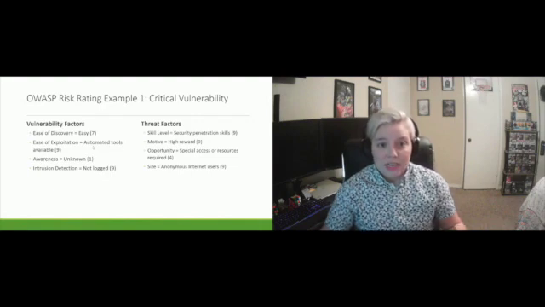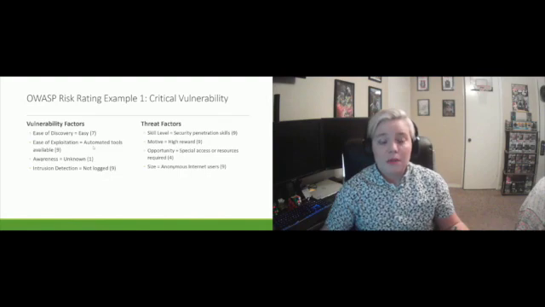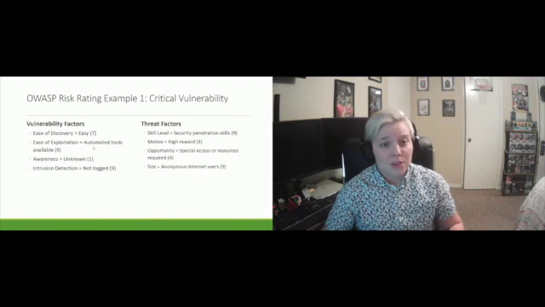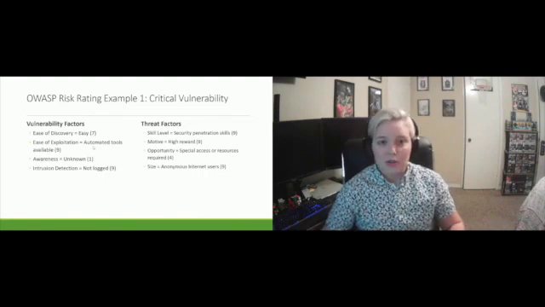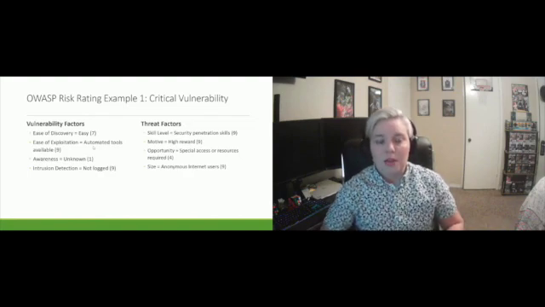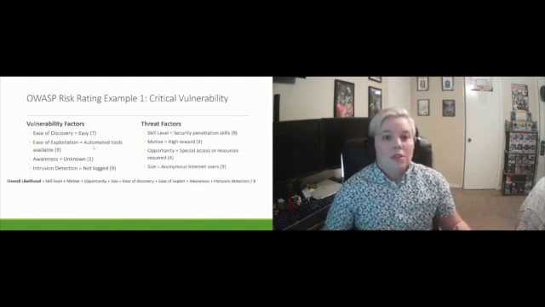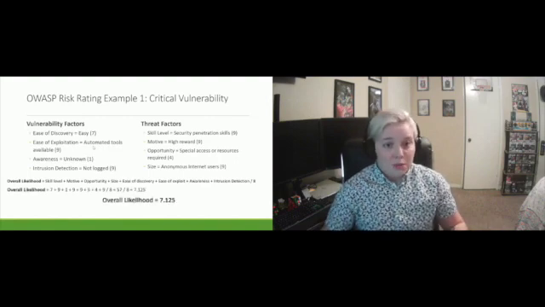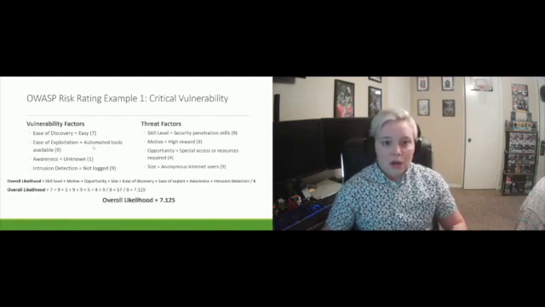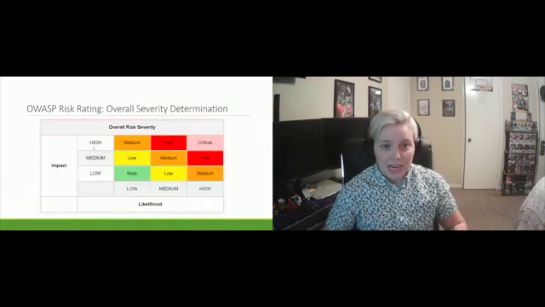For our threat factors, again, we've got a super high skill set for this group. They're very highly motivated. They do need to have some type of special access or resources, but once they gain that access or gain those resources, the size of this group is anyone who has internet access and those particular skills. So if we take that information, we plug it into our formula, we get an overall likelihood of 7.125 and an overall likelihood severity of high.